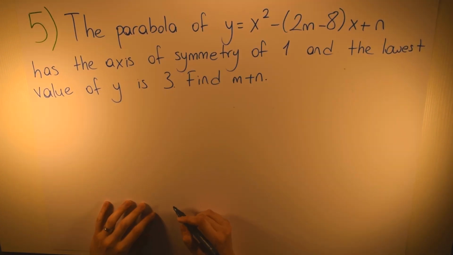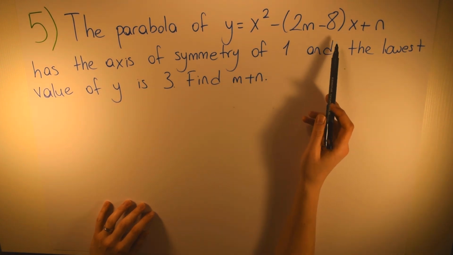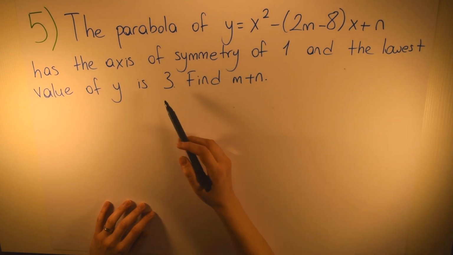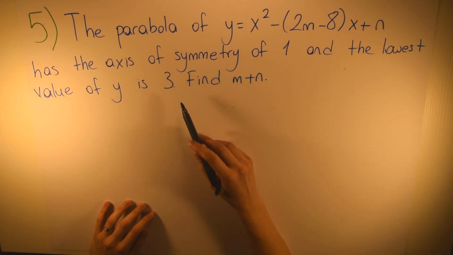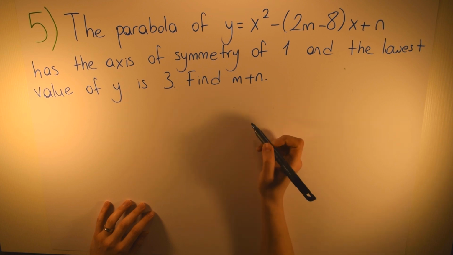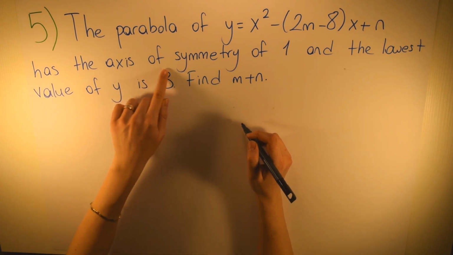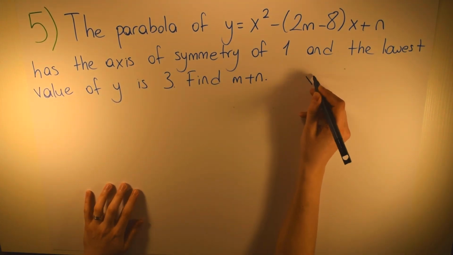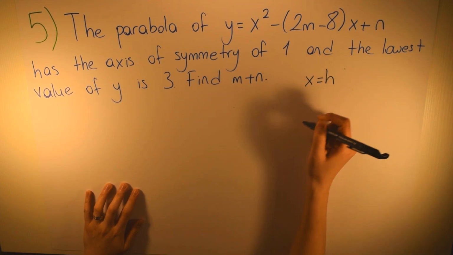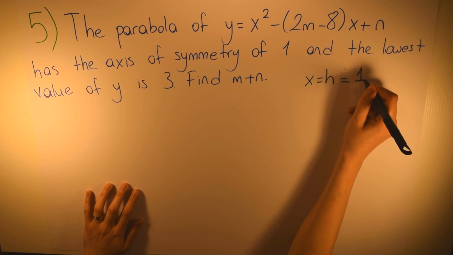Let's continue with our fifth question. Here we have the parabola y is equal to x squared minus 2m minus 8x plus n, which has the axis of symmetry of 1 and the lowest value of y is 3. Find m plus n. So what is the axis of symmetry? The axis of symmetry is the x coordinate of the vertex, which means it's equal to the value of h. So our value of h is equal to 1.